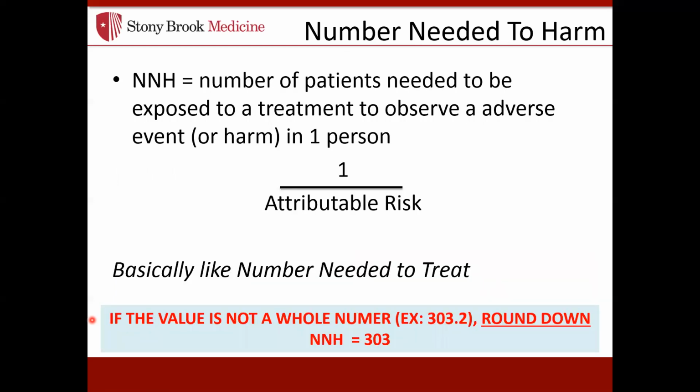Numbers needed to harm. Numbers needed to harm is calculated by doing 1 divided by the attributable risk. And this is basically like numbers needed to treat. However, if the value is not a whole number, so it's 303.2, you round down. You never want to underestimate the risk associated with a drug treatment.